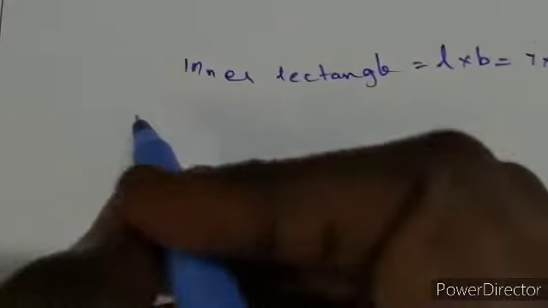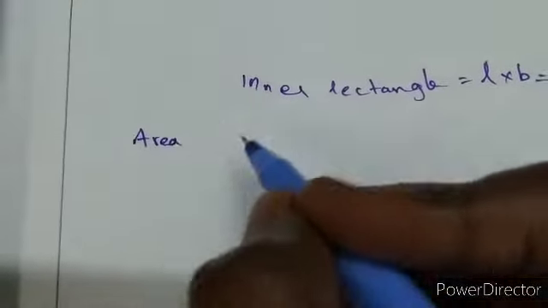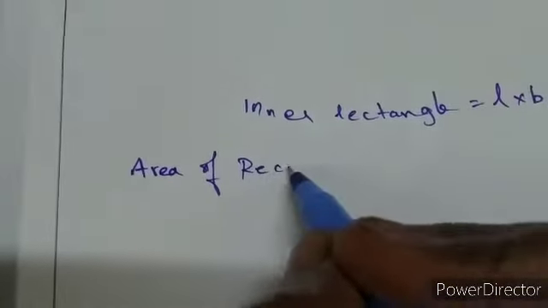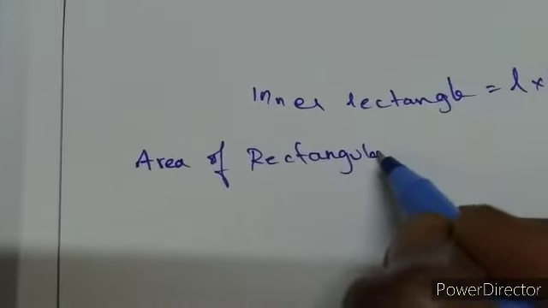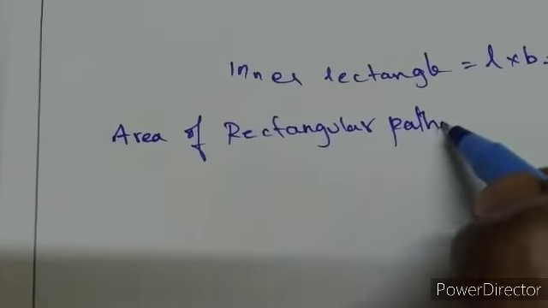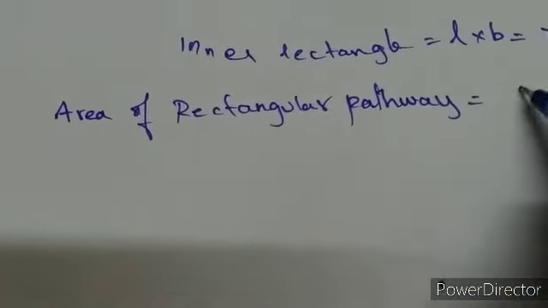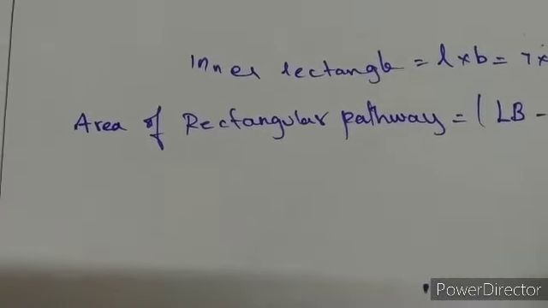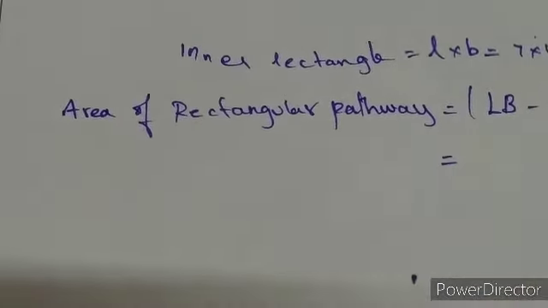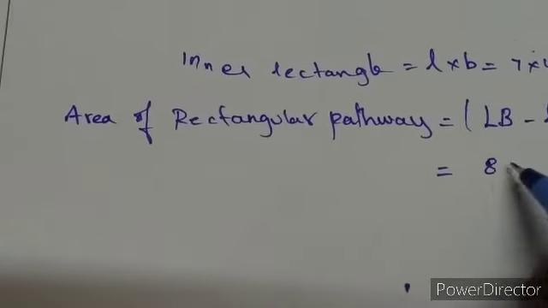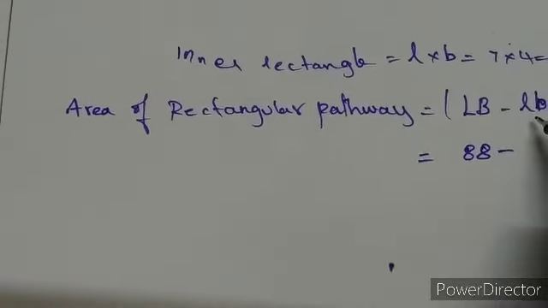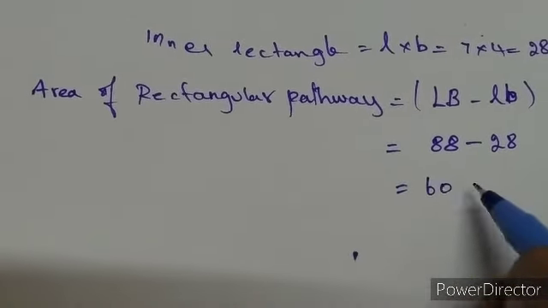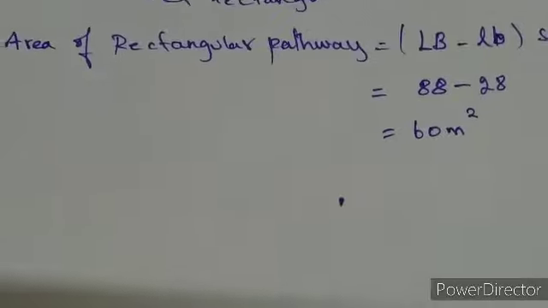Now once again, try the formula. Area of rectangular pathway is outer rectangle area minus inner rectangle area, square unit. The outer rectangle is 11 into 8, that is 88, minus the inner rectangle 28. So your answer is 60 meters square.